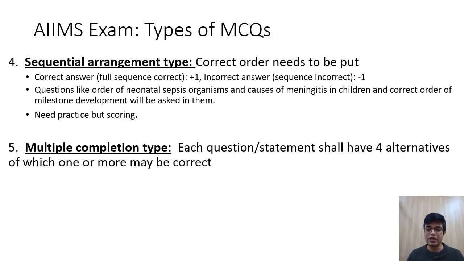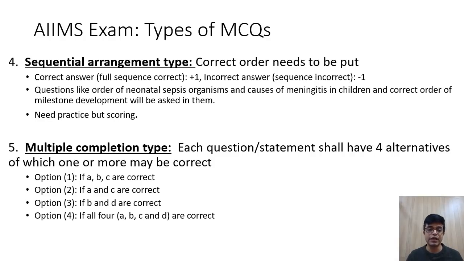And multiple completion type, 2 to 3 questions are there of this variety. Each question will have 4 alternatives. Alternatives will be like this: there will be 4 statements given, then options 1, 2, 3, 4. If A, B, C are correct, you will mark option 1. If A and C are correct, option 2. If B and D are correct, you will mark option 3. And if all 4 are correct, you will mark option 4.